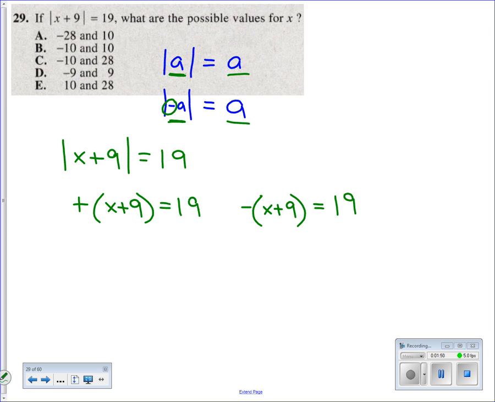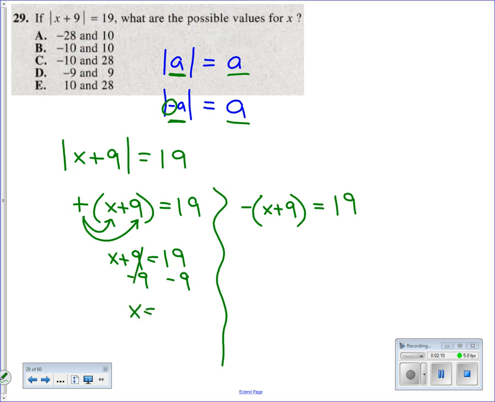All right, so I simply have two equations to solve for x here. So I'm going to go ahead and do that. If I distribute a positive into both of these terms here, I'm just going to end up with x plus 9 equals 19. Subtracting 9 from both sides, I'll end up with x equals 10 for one possible solution.